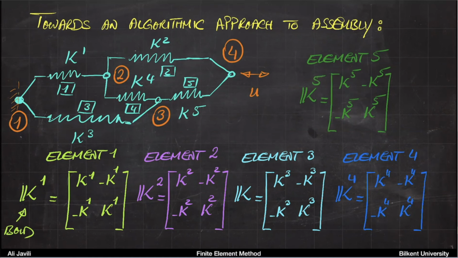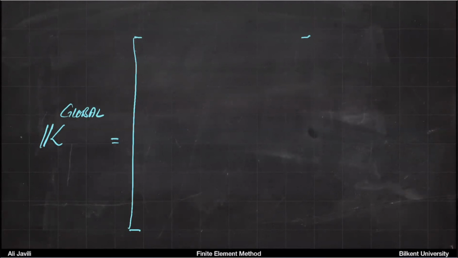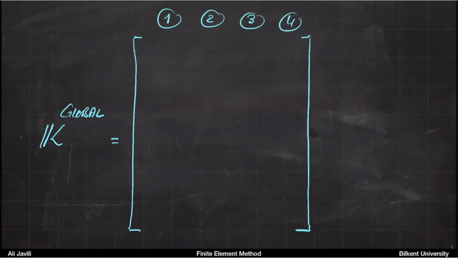So what we want to do is to assemble these into a global matrix, the global stiffness matrix. And that global stiffness matrix, we know it's going to have 16 components, so it's going to be a 4 by 4 matrix. I'm trying to draw it large. So this is going to be 4 by 4. And then on that one, we would have node 1, node 2, node 3, and node 4, and also here, node 1, node 2, node 3, and node 4.